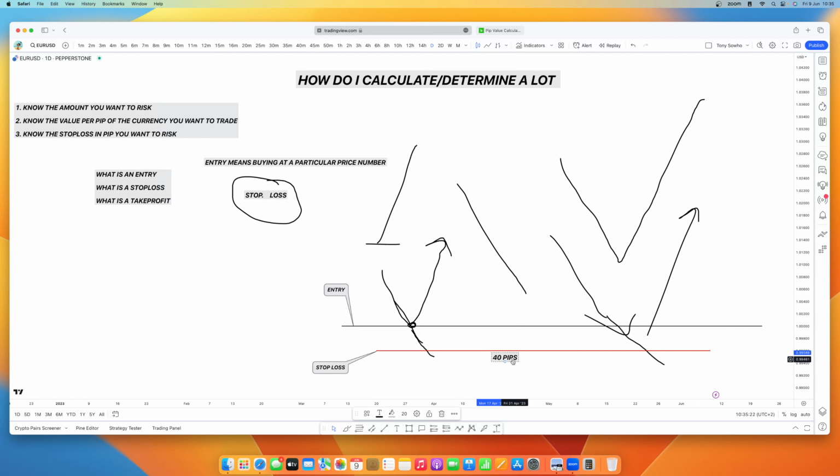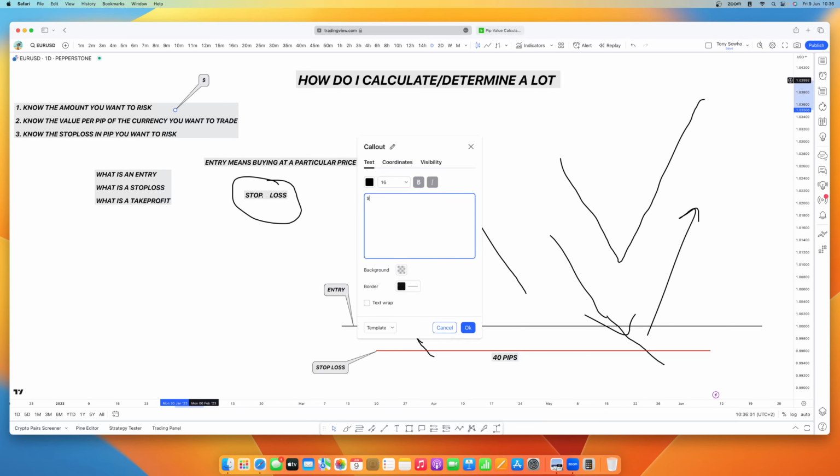What I'm telling the broker is, okay, if price does not reject my entry and continues to drop, I'm okay taking 40 pips. Now, this 40 pips is the same thing as me saying I'm okay taking $50. That's it. But now, how do I get the lot size that will equal $50 at a 40 pip loss? Let's say I want to risk $50.